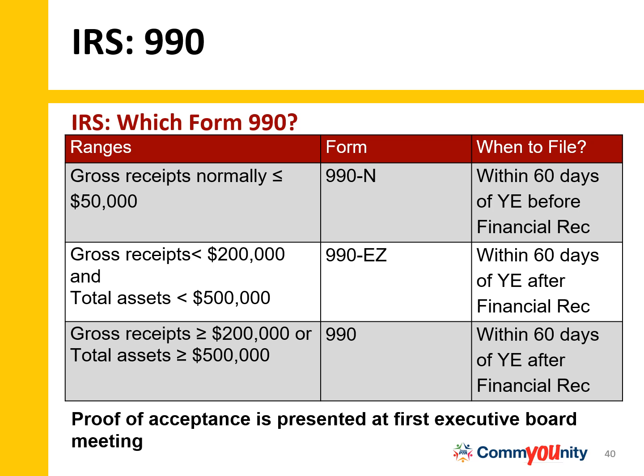If your PTA files a 990-N, proof of the accepted filing should be provided to the End-of-Year Financial Reconciliation Committee. If your PTA files a 990EZ or 990, a draft of the filing should be provided to the Financial Reconciliation Committee. The 990EZ or 990 should then be immediately filed by the outgoing treasurer following the end-of-year financial reconciliation. Regardless of which type of 990 is filed, proof of acceptance should be presented at the first executive board meeting of the year. For more information on 990s, see the Treasurer Resource Guide.